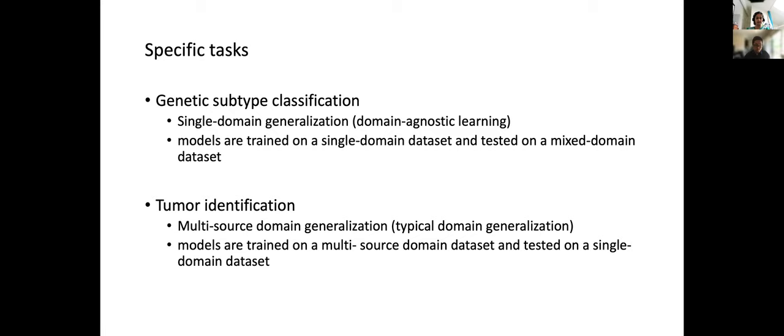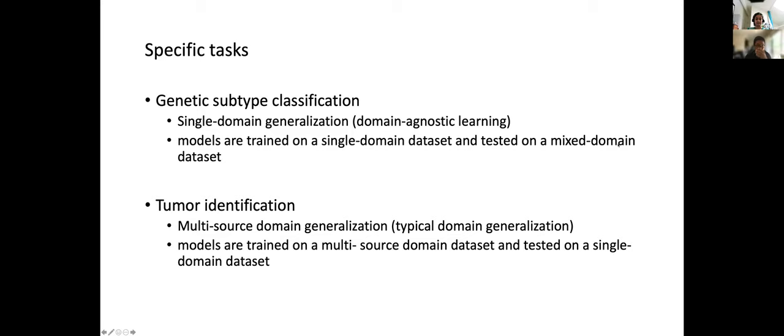So we tested this approach on two different specific tasks. One is the genetic subtype classification that I introduced in an earlier slide. This task is a single domain generalization task. So the model was trained on a single domain, like an institution dataset, and tested on the TCGA dataset, which actually stems from 18 institutions.